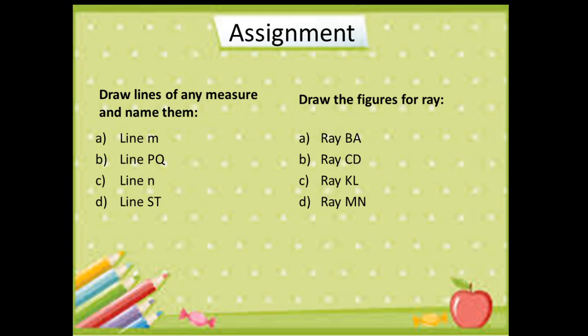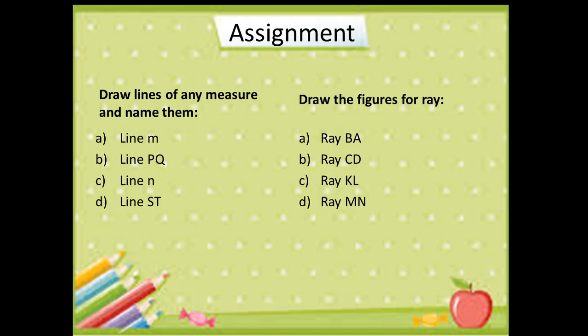Similarly, line PQ, again draw a line of any measure of your choice. Don't make it too big, make it small, and put 2 points near the arrowheads and write P and Q on either side. Similarly, the rest 2 you have to do.